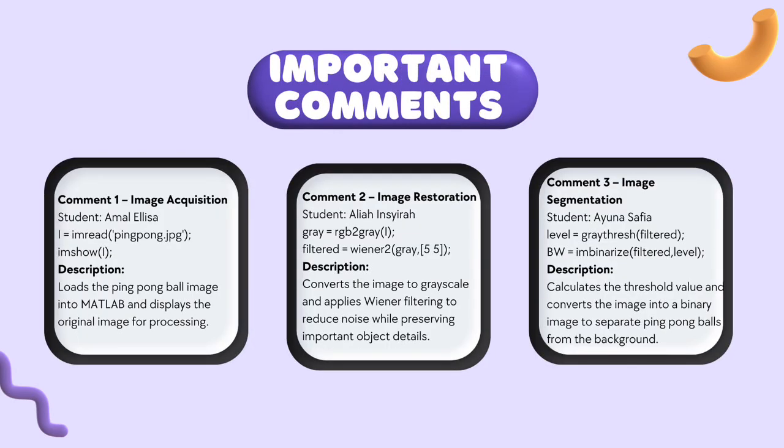These are the first three steps in our image processing. First is image acquisition, where the system reads the original image into MATLAB. Next is image restoration, where the image is changed into grayscale and the noise is reduced to make the image clear. After that is image segmentation, where the system separates the ping-pong balls from the background by converting the image into black and white. This makes the object easier to identify.